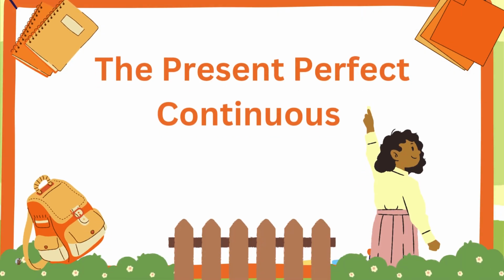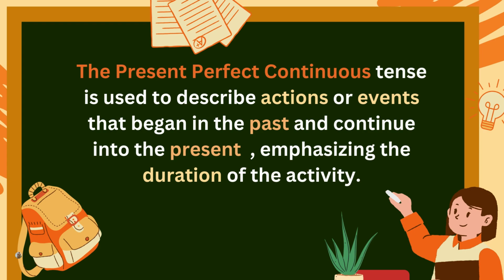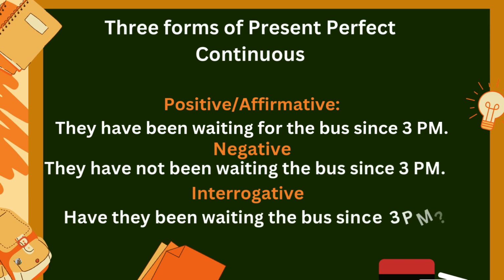Today we are going to learn about the present perfect continuous tense. The present perfect continuous tense is used to describe actions or events that begin in the past and continue into the present, emphasizing the duration of the activity. There are three forms of present perfect continuous.